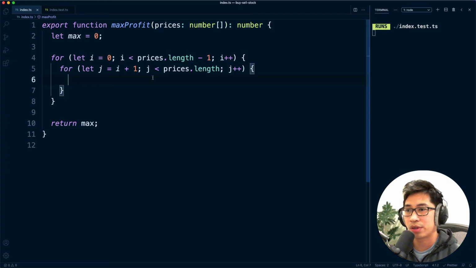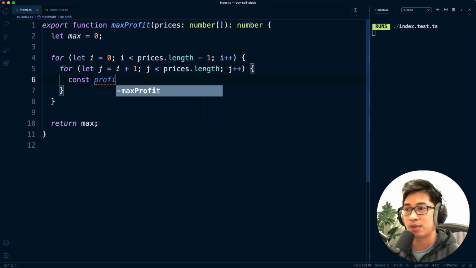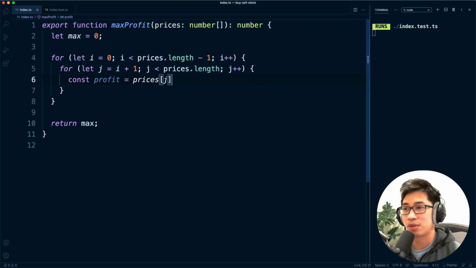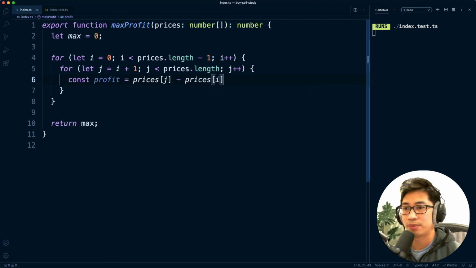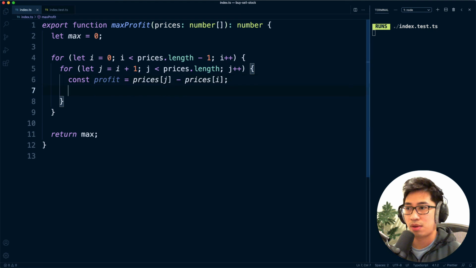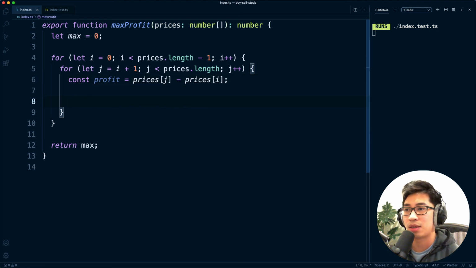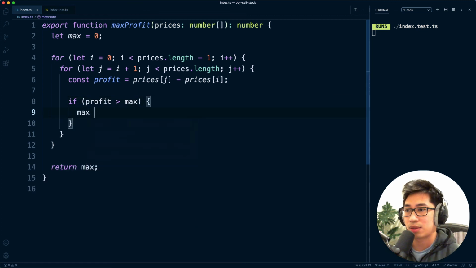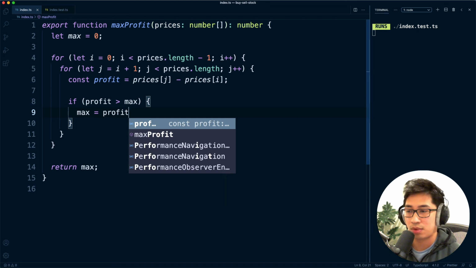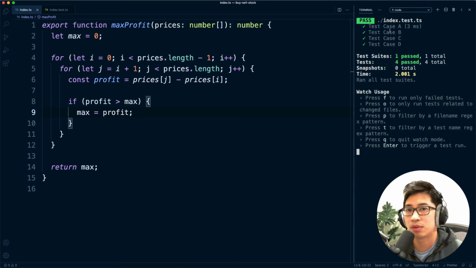So we talked about just calculating the profit as we go, right? So profit equals the price that you sell at, which is the J position, minus the price that you bought at, which is the I position. Okay. And then from there, we just say, if this profit is greater than the max that we've seen so far, I want to keep track of that. So we can do if profit is greater than our max so far, I want to make max equal the profit. And you'll see with that, all of a sudden, all of our test cases pass.